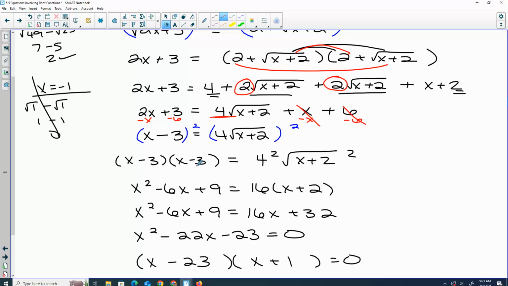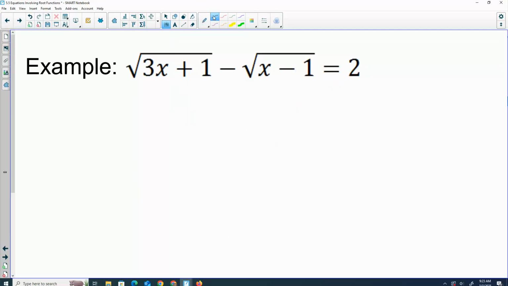We're going to do one more like that and then I'm done for today. So you guys walk me through this one. Yeah, no, tell me what to do. Okay, so you add. So we want to isolate a radical. So then what do we do? Square it.